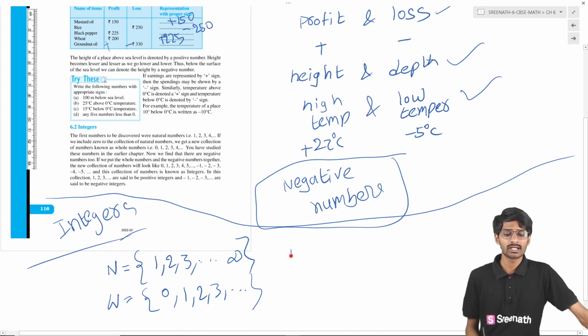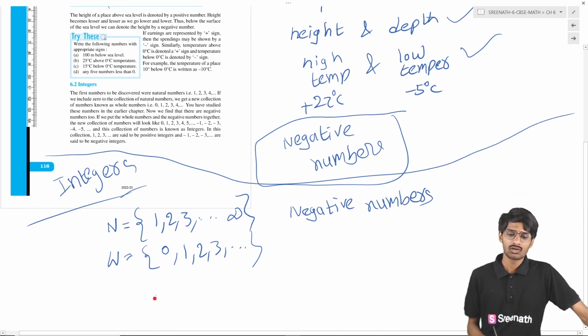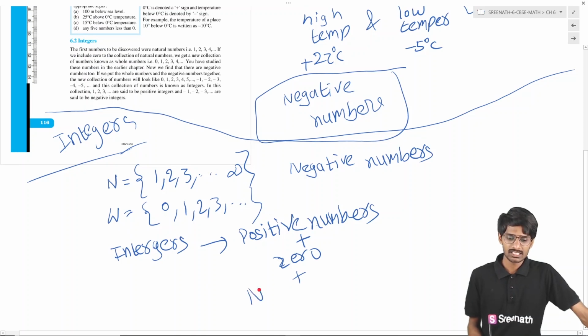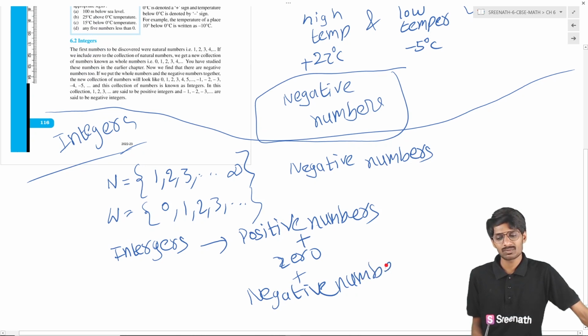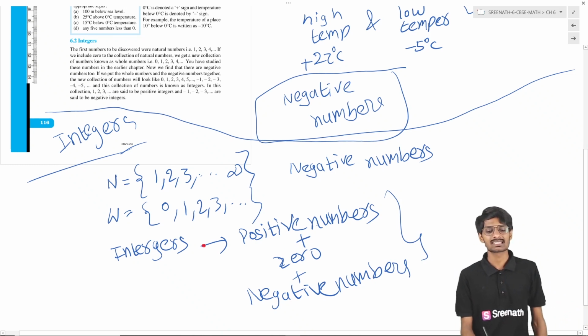But here we have found the negative numbers also, in the just previous topic. So finally, what are integers? Integers are nothing but positive numbers, which means natural numbers, plus 0, so they become whole numbers, plus negative numbers. If you have the positive numbers plus 0 plus negative numbers, all these things, then we call these the integers, students.